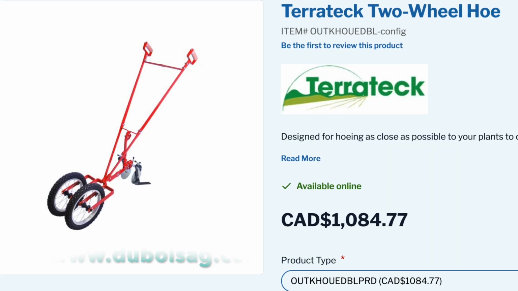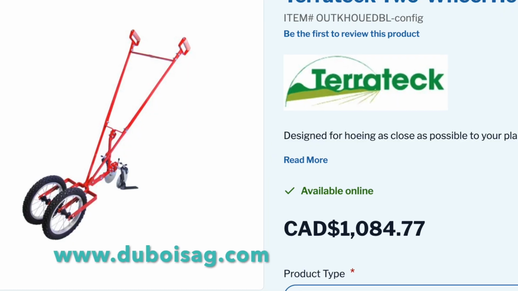My big expense I'm looking at is a TerraTech weeder. This is a push weeder, a 2-wheeled weeder, and you can put different weeding attachments on it. This is going to cost a fair bit, but I really have to spend less time weeding. I have to use my time a lot more wisely and do things a lot more quickly. So if I can figure out how all the attachments work for me, I think this weeder is going to be a game changer.